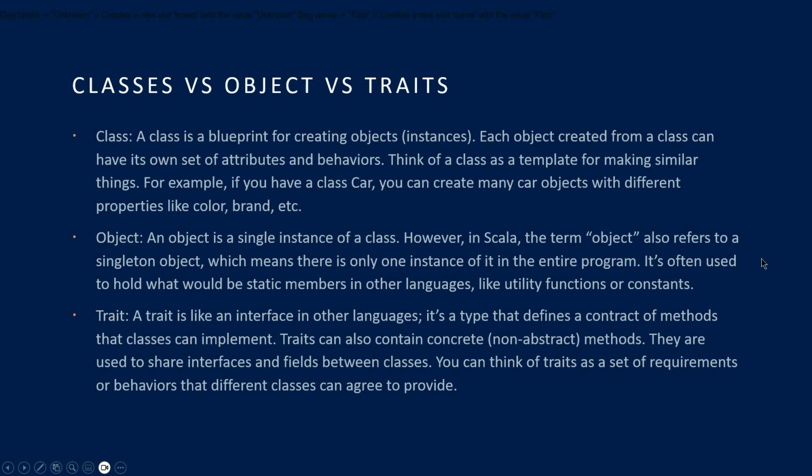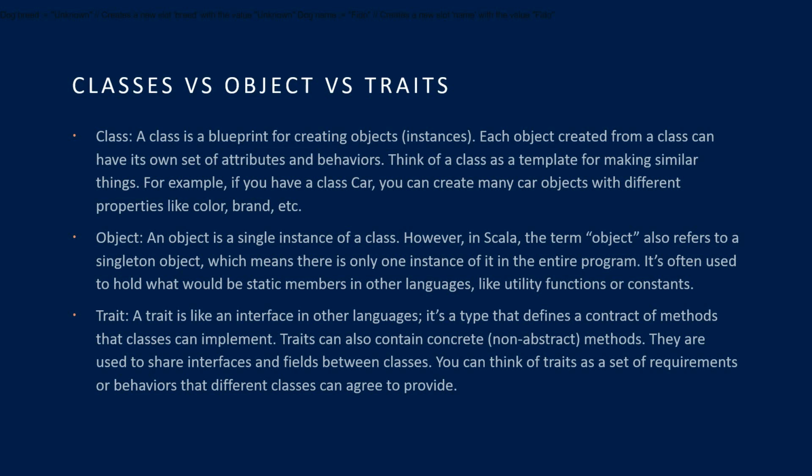So just to clarify, classes versus objects versus traits. A class is a blueprint for creating objects, instances of objects. Each object created from a class can have its own set of attributes and behaviours. Think of a class as a template for making similar things. For example, if you have a class car, you can create many car objects with different properties like colour, brand, etc. And of course that would be all defined inside of your object. But you may have things that were originally defined in the class, that it's inherited.